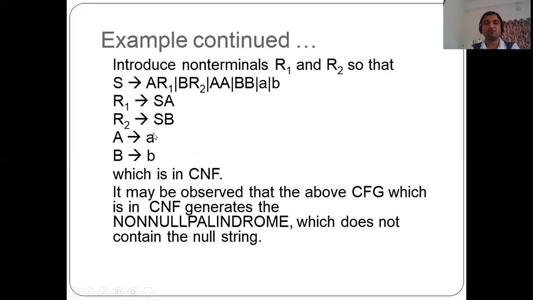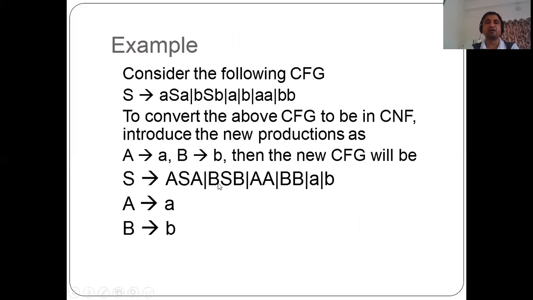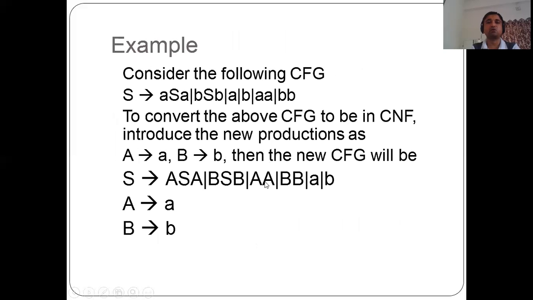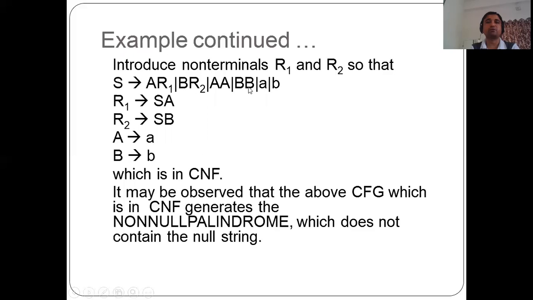Same way, BSB again has 3 symbols. So instead of this SB, we are going to replace the SB by another non-terminal node, let's say R2. So BR2, where R2 again leads toward SB. But we are not going to replace this AA, because the total number of non-terminal nodes is 2, so that is eligible, that is valid. Same way we are not going to replace the BB, or small a and small b also.